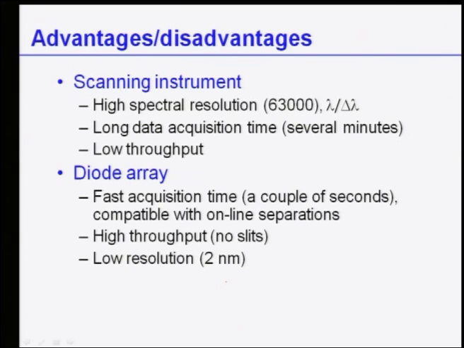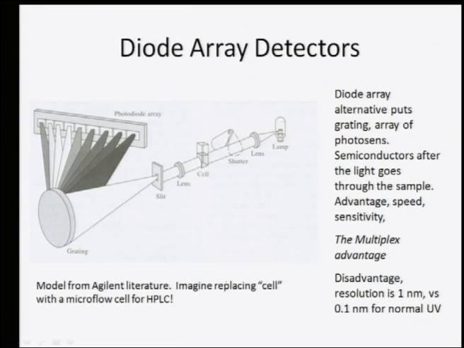So if you want to go for high resolution, you have to use scanning instruments. If you want to go for fast, high throughput instruments, you have to go for diode array. Normally, people have both in their labs. And this is the extended view of the diode array I am showing you. These are the 328 diodes which are laid out there, and after the radiation comes out from the sample, it is detected there.